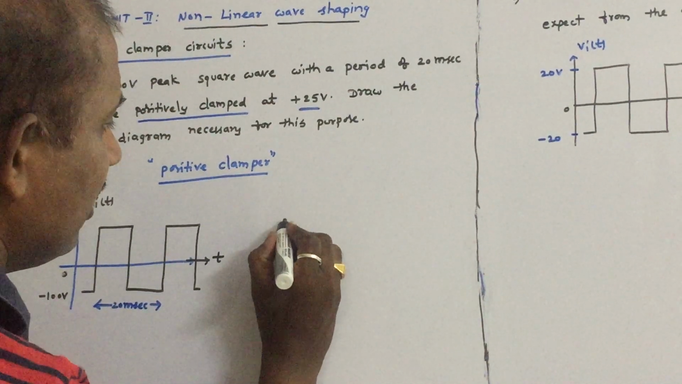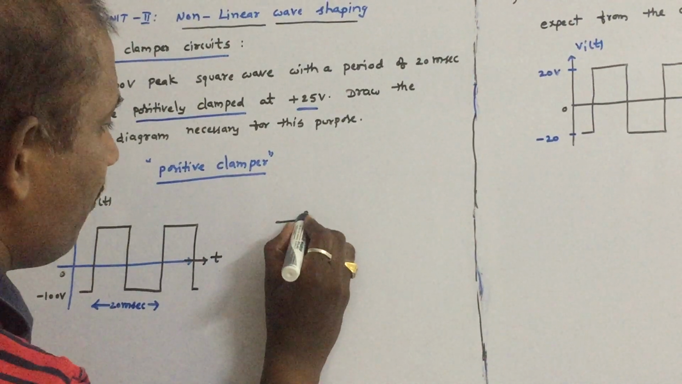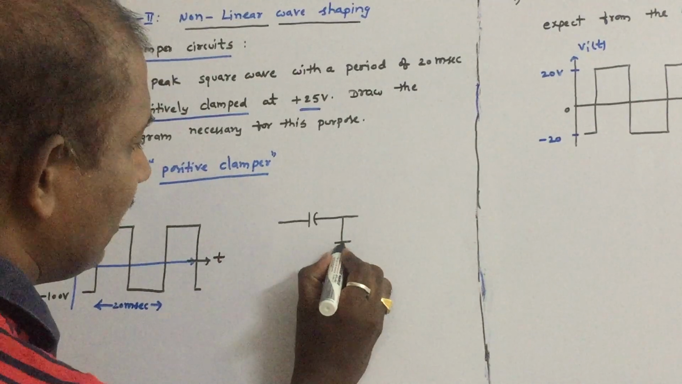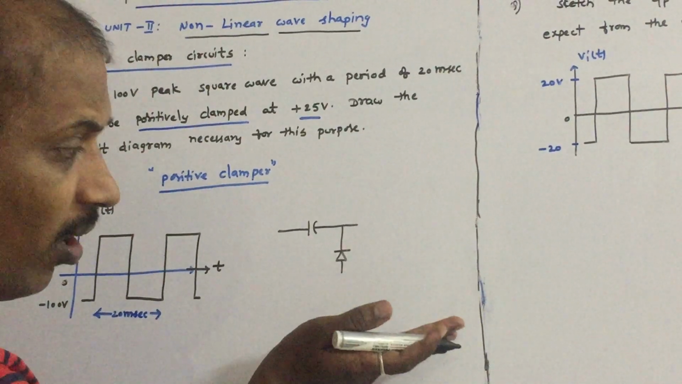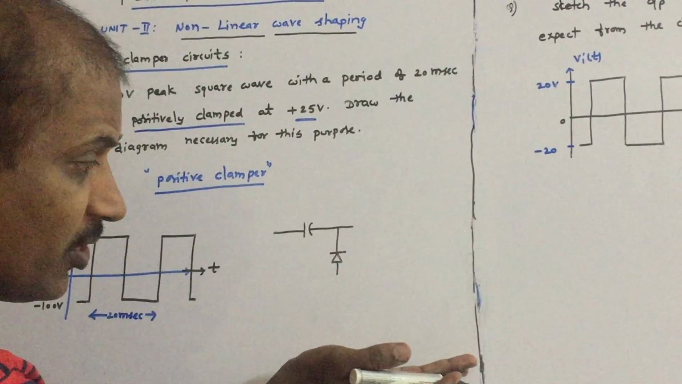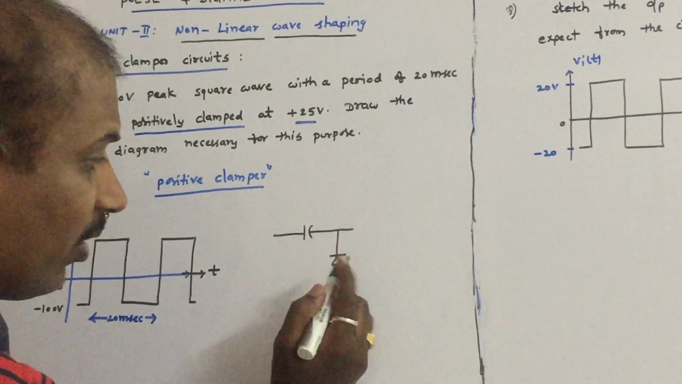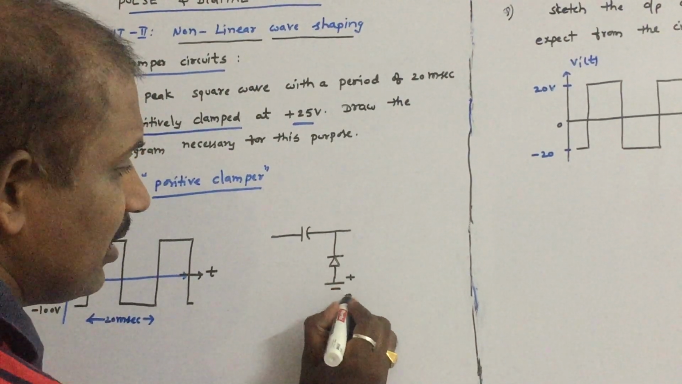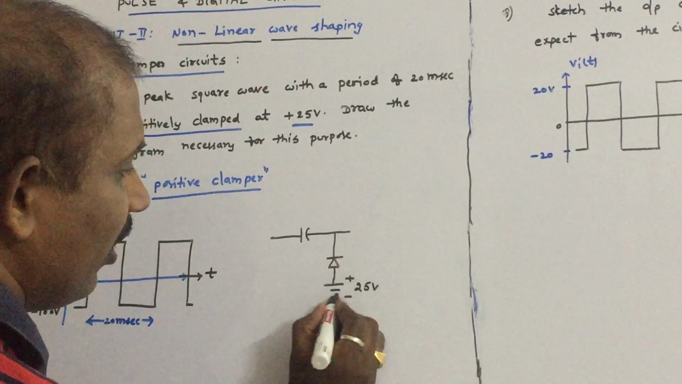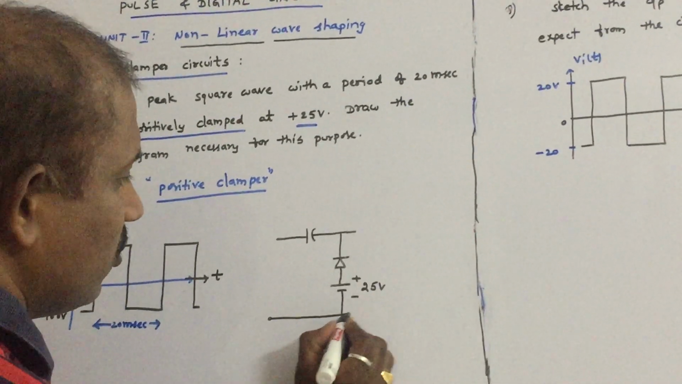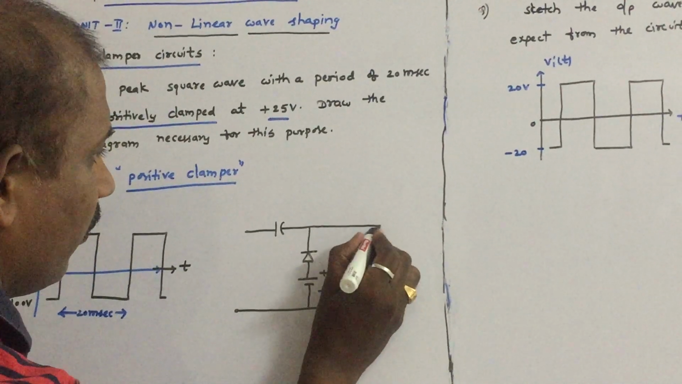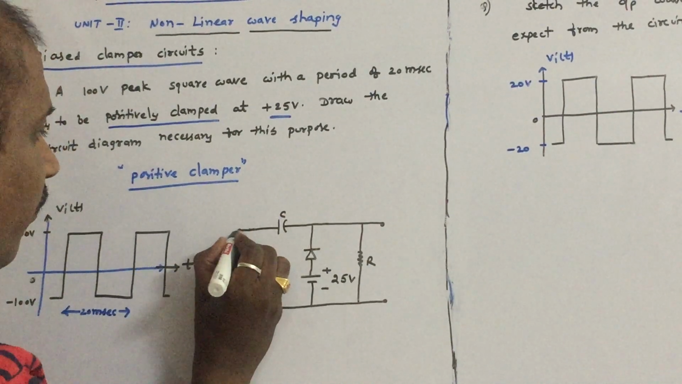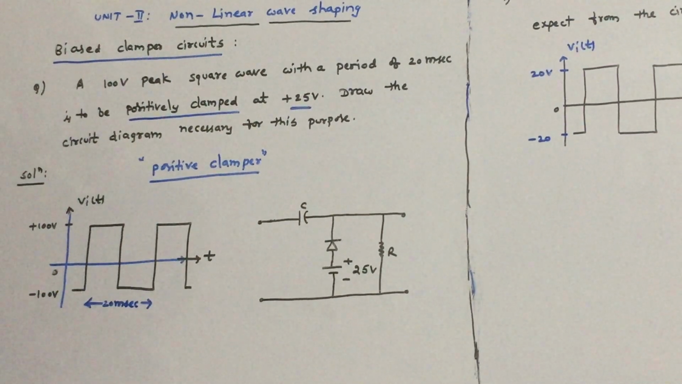So first, the circuit is very simple. How to draw the circuit? Because it is a positive clamper, just draw a diode like this. But the waveform starts not at zero level; for a positive clamper it should start at plus 25. So as explained in the previous class, we take the reference voltage like this, which we mention as 25 volts. This is the simple circuit, with a resistor R provided in practical circuits.